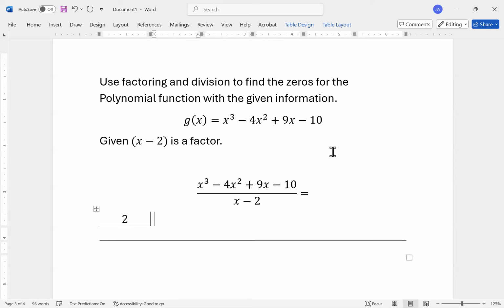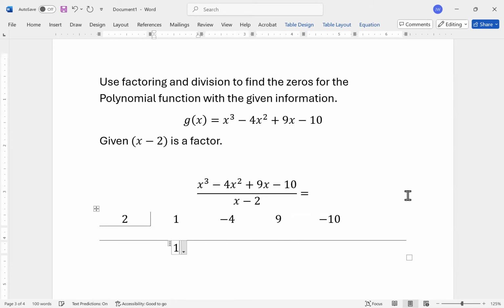So again, I'll utilize synthetic division, write out in the box over here on the left 2, and then on my first line, I write out the coefficients of my polynomial. That is 1, -4, 9, and -10.